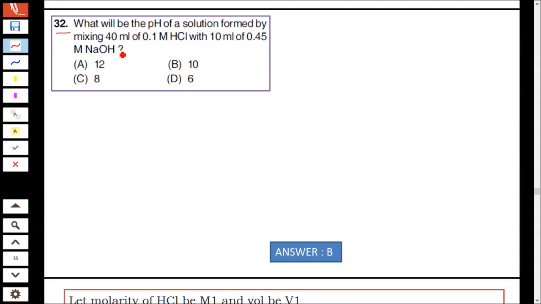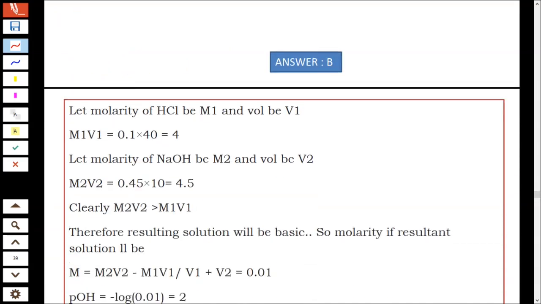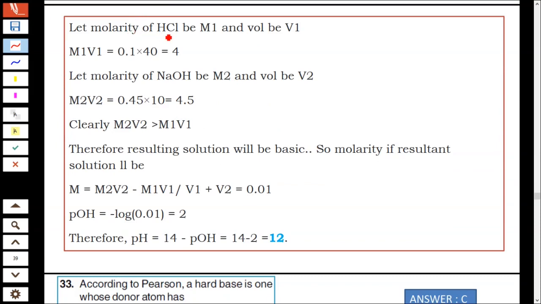Question number 32. What will be the pH of a solution formed by mixing 40 ml of 0.1 M HCl with 10 ml of 0.45 M NaOH? You are mixing acid and base with different molarity. So what will be the pH? You have to calculate. Let us see the answer.